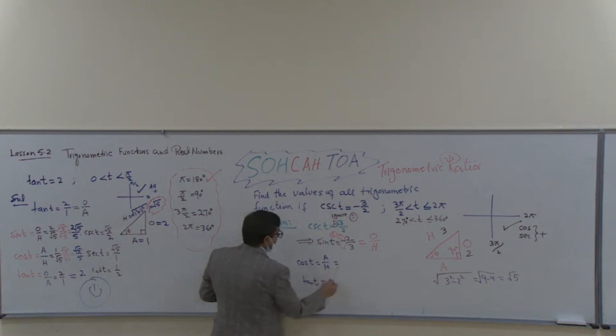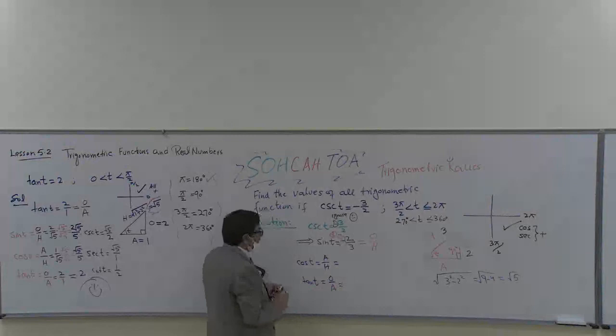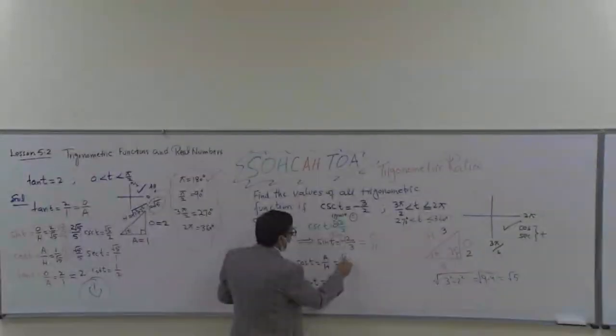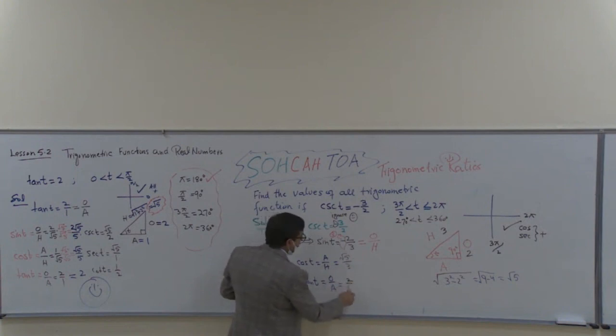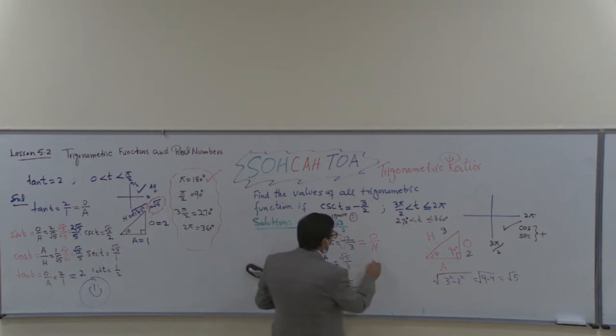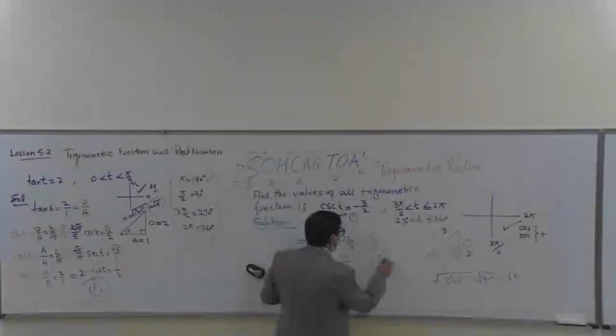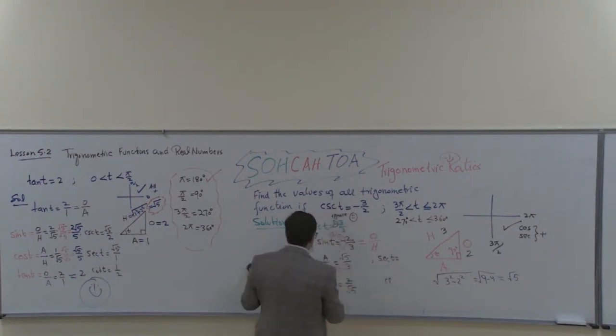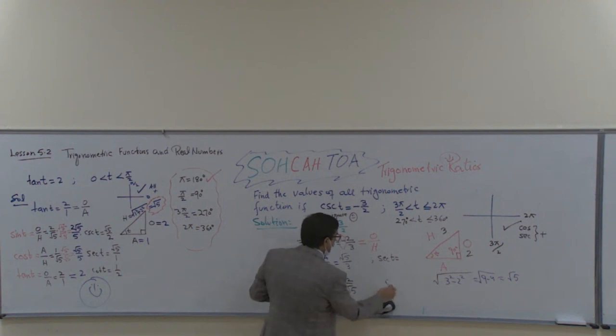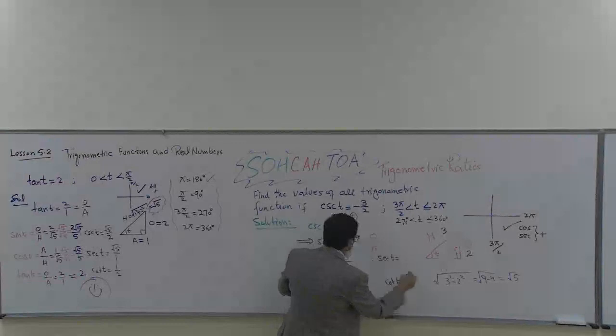A over H, O over A, very good. What is A? Radical 5 over 3, and this is 2 over radical 5, excellent. And then right over here, the reciprocals: secant t, cotangent t. This will be 3 over radical 5, radical 5 over 2.